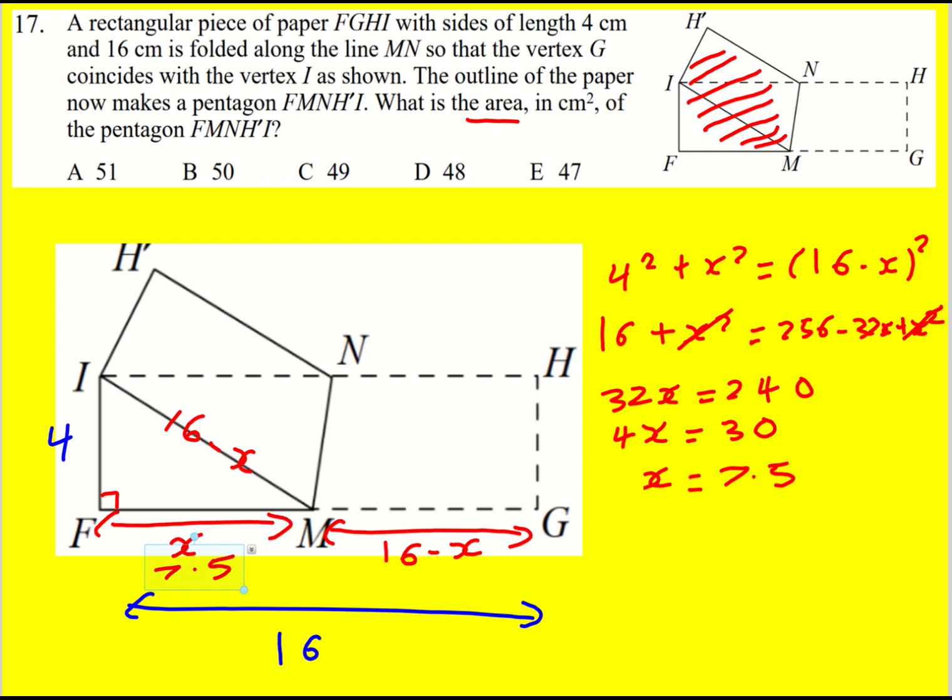Okay, so that is really useful, because immediately the area of this green triangle is going to be half times 4 times 7.5, which is 15.